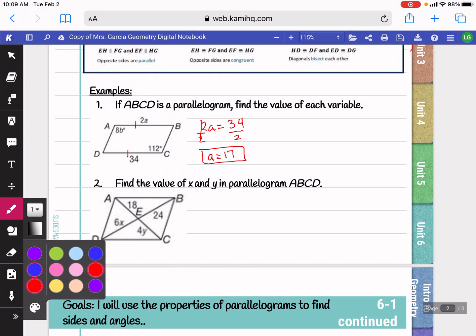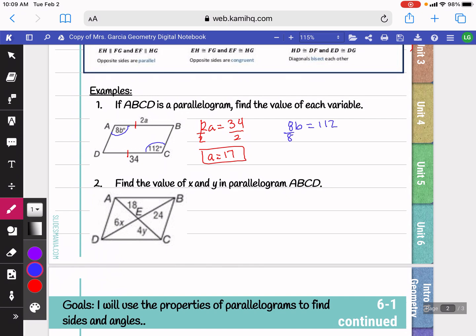Likewise, we can write an equation using the angles. We know opposite angles are congruent. So here 8b has to equal 112. So if I divide that by 8, for b, I get 14.